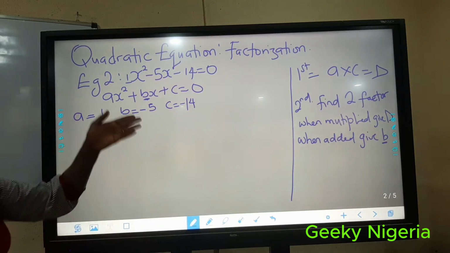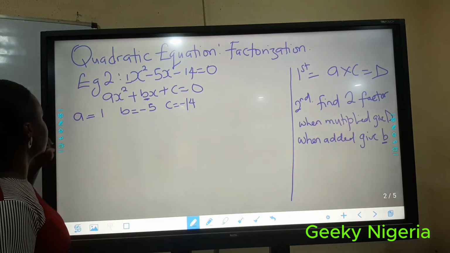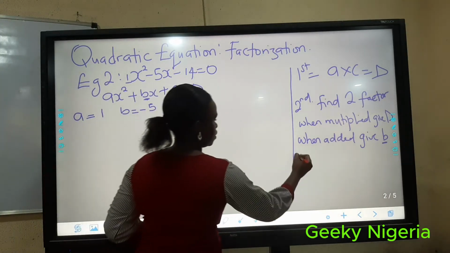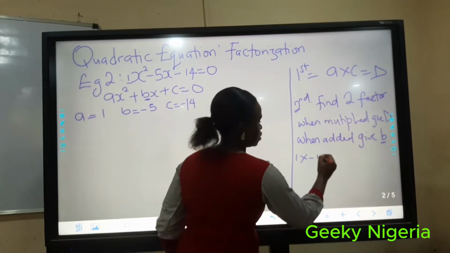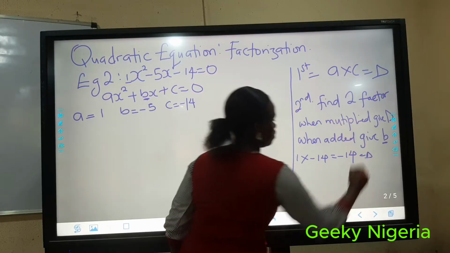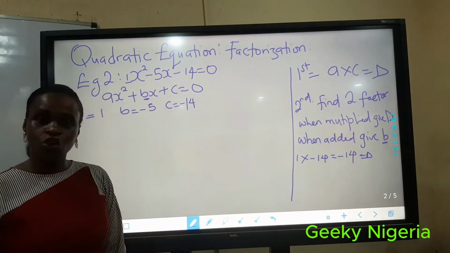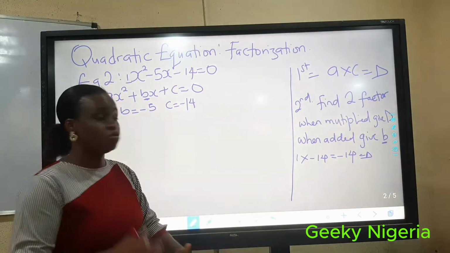The first rule says multiply a and c. Our a is 1, times c, which is minus 14. So we have minus 14, and we put our d as minus 14. Our second rule says find two factors such that when you multiply them you get d, and when you add them you get b.